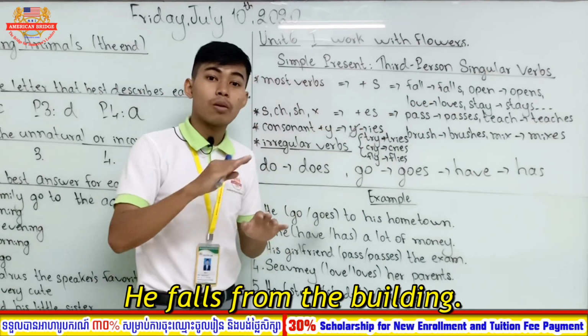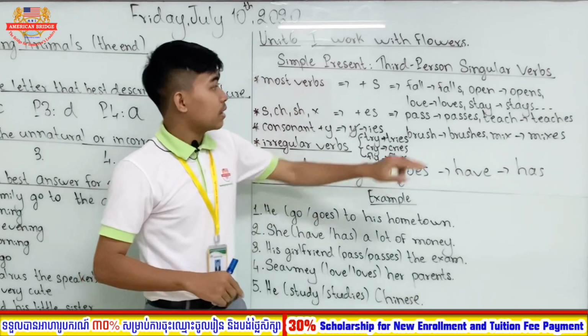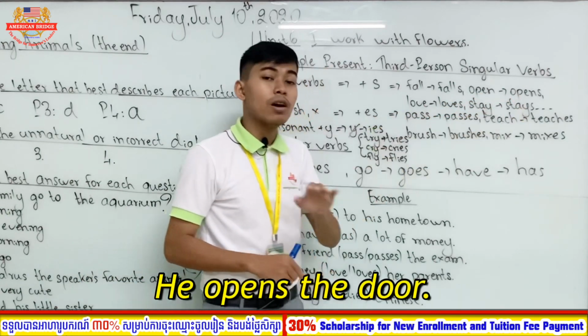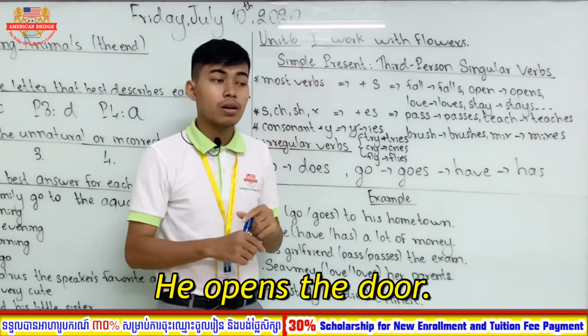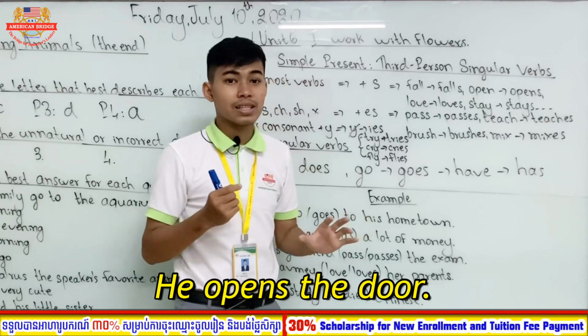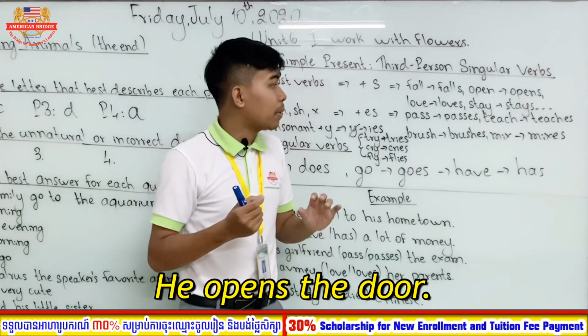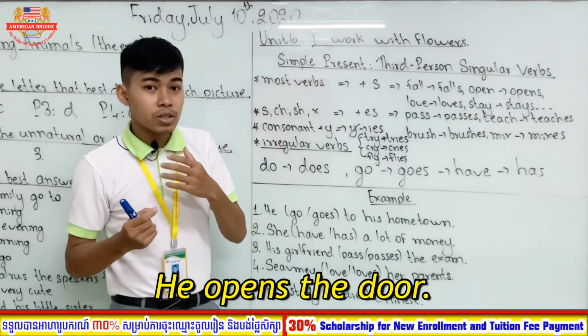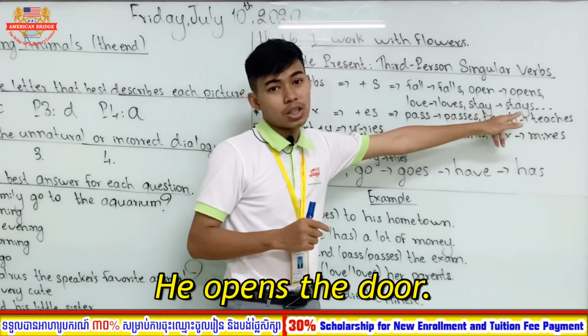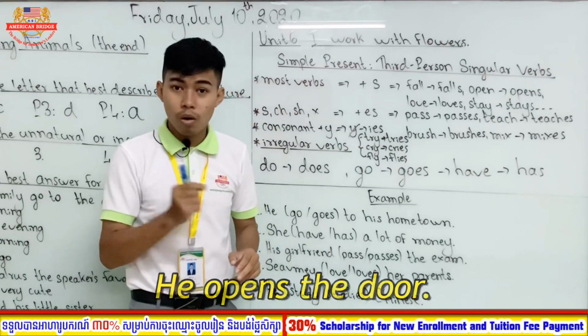Okay, so he falls from the building. Next, open becomes opens. Example, he opens the door. If I use the subject I, I open the door, I don't need to add s. You open the door. But when we use a third person singular subject like he, she, it, you have to add s. He opens the door. If you don't add s, it is wrong.